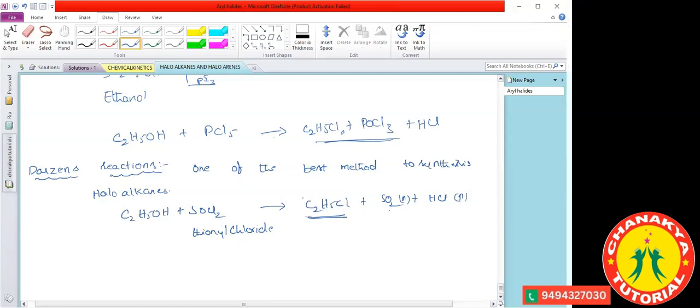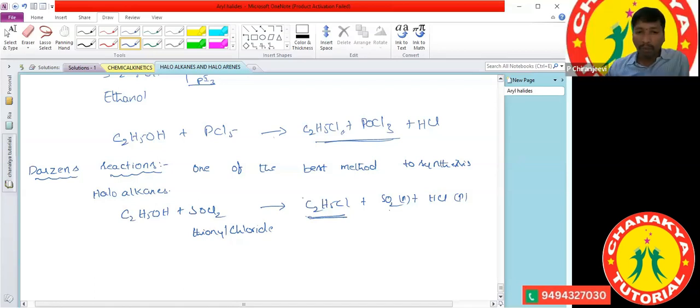Because SO2 and HCl are gases and they can be released into the atmosphere, only C2H5Cl is left. So the byproducts we are getting, SO2 and HCl, are both gases only. Both are expelled into the atmospheric air. Then we get the pure product, alkyl halide only. So that's why the Darzens reaction is one of the best methods to synthesize haloalkanes.